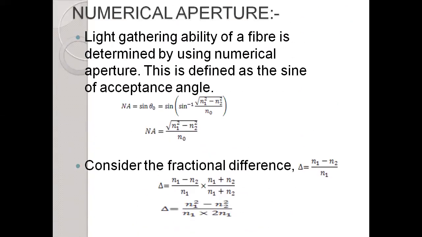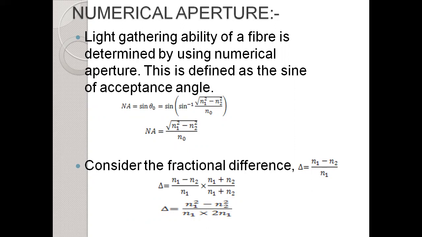Now the next property of the optical fiber cable is numerical aperture, which can be defined as the light gathering capacity or light gathering ability of an optical fiber. Mathematically, NA is equal to sine of the acceptance angle, so NA is equal to sine theta naught, that is sine of sine inverse of the angle. So sine inverse gets cancelled out, and we are left with the numerical aperture, that is square root of n1 square minus n2 square by n naught.